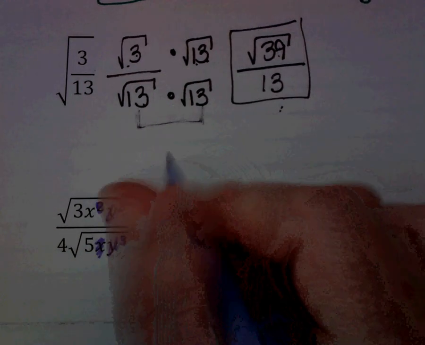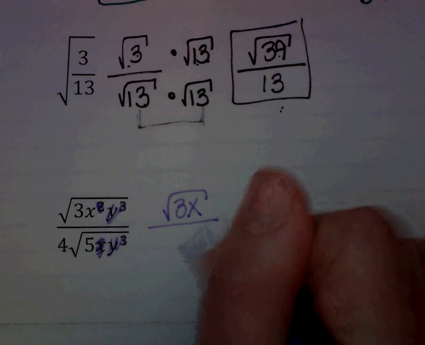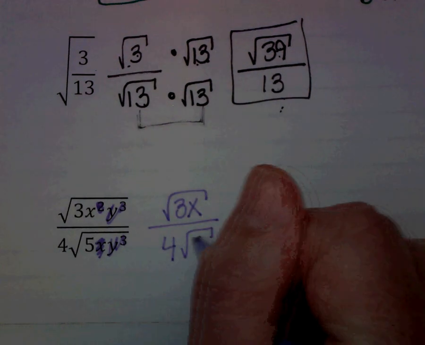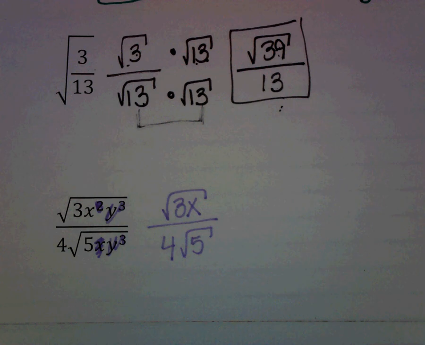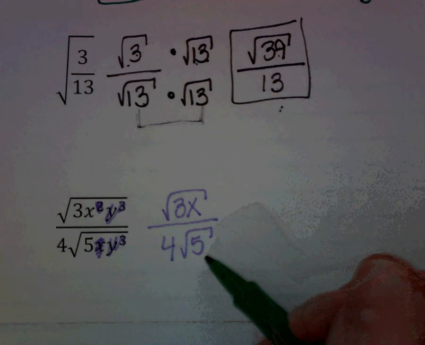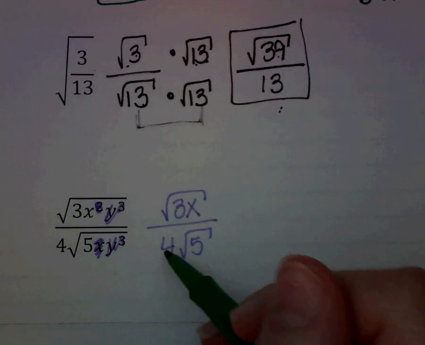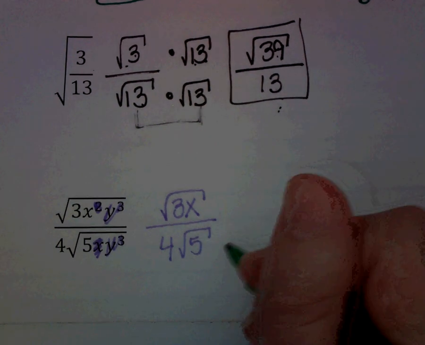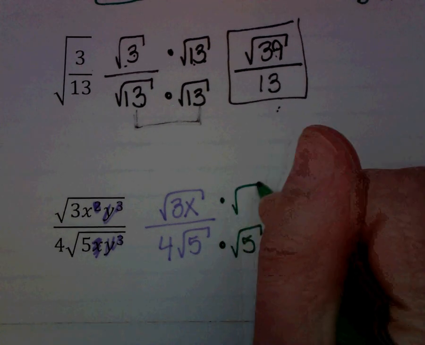So let's write what we have left. The square root of 3x over 4 the square root of 5. Now, doesn't that look a little bit less scary? It does to me. Okay, so we still have a radical in the denominator, so we need to take care of that. Remember, you only have to multiply by the radical, not the 4, just the radical part. So I'm only going to multiply by the square root of 5.